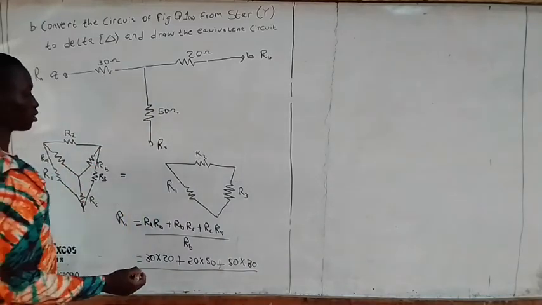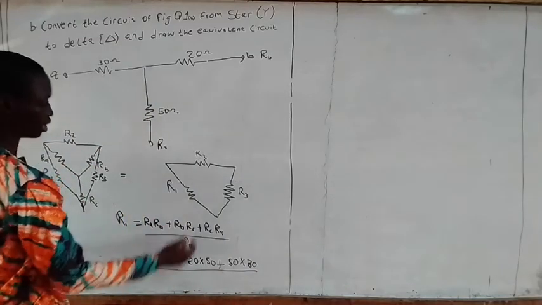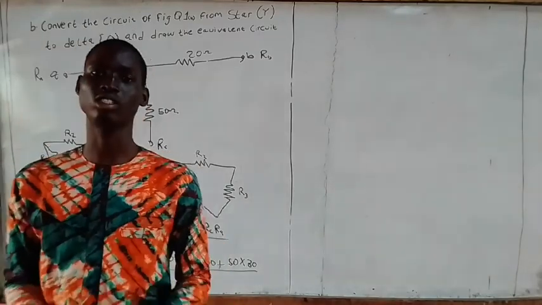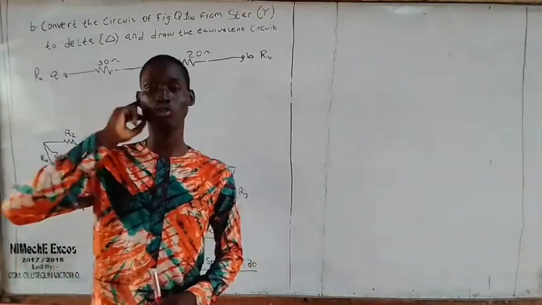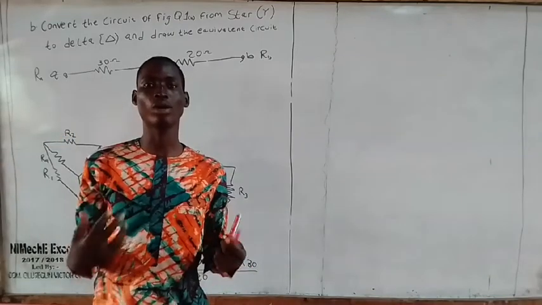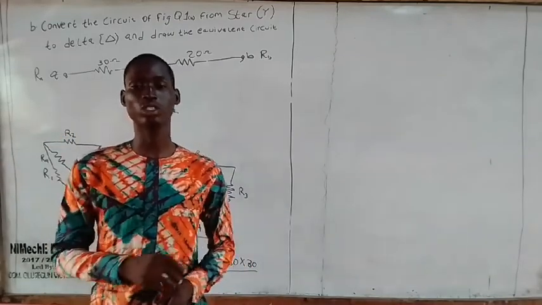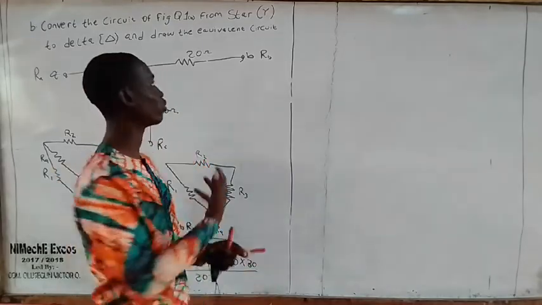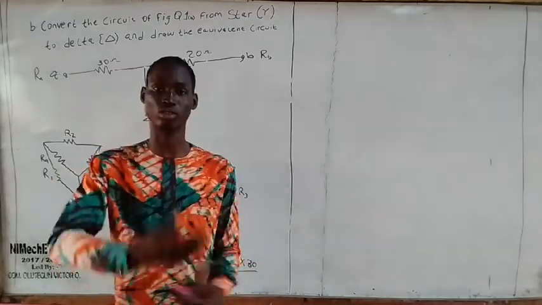All divided by RB, and that is 20. The usefulness of this electrical discipline is to increase your IQ and make you able to think on how we can solve this. After solving this question, I'm going to show you how we can convert it from star to delta, and then from delta to star.